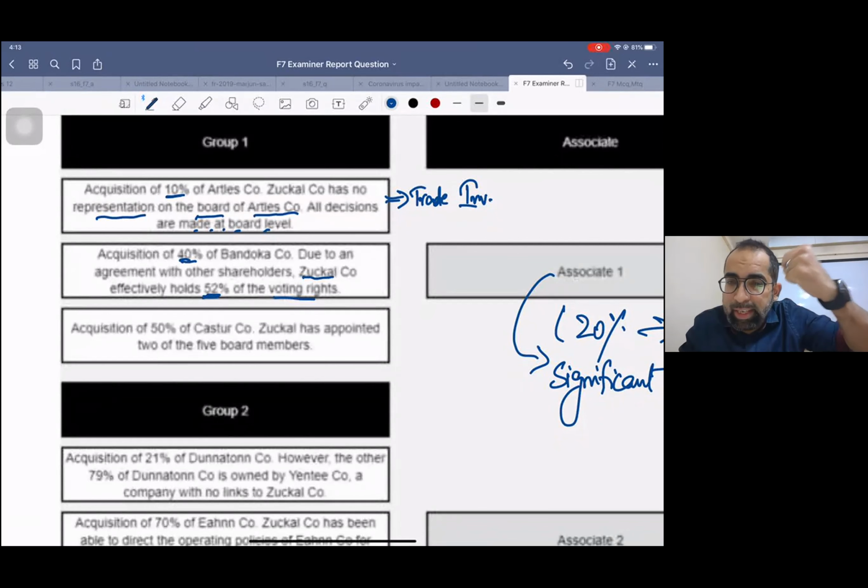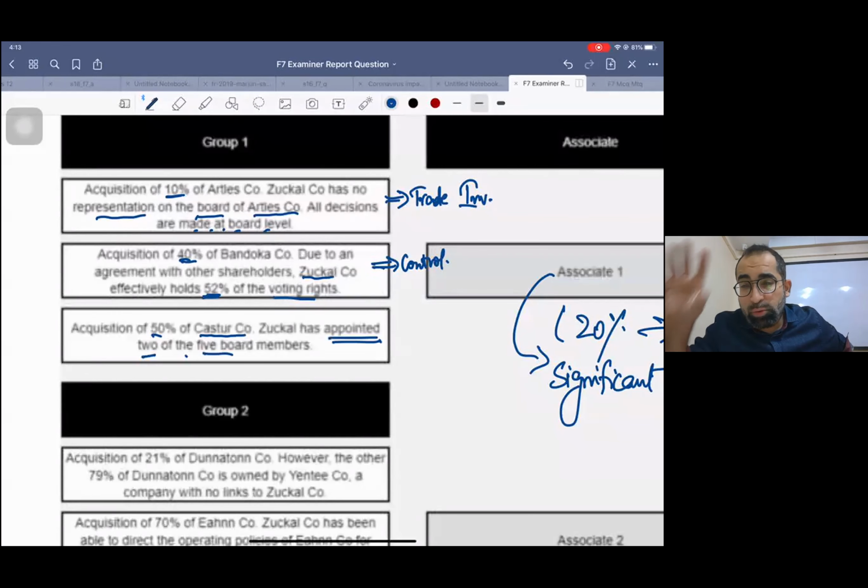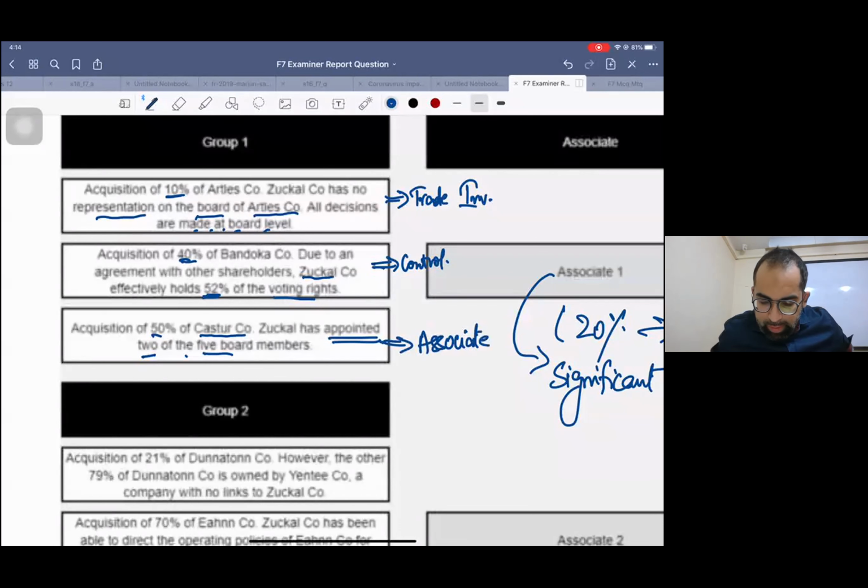So obviously one is left. Acquisition of 50% of the Castor company. We are Z company. Zukal has appointed two of the five board members. Yes, out of five members, two belong to us. Yes, we can send our voice. This is our associate. So for group one, the answer is this third company, Castor company. Okay.